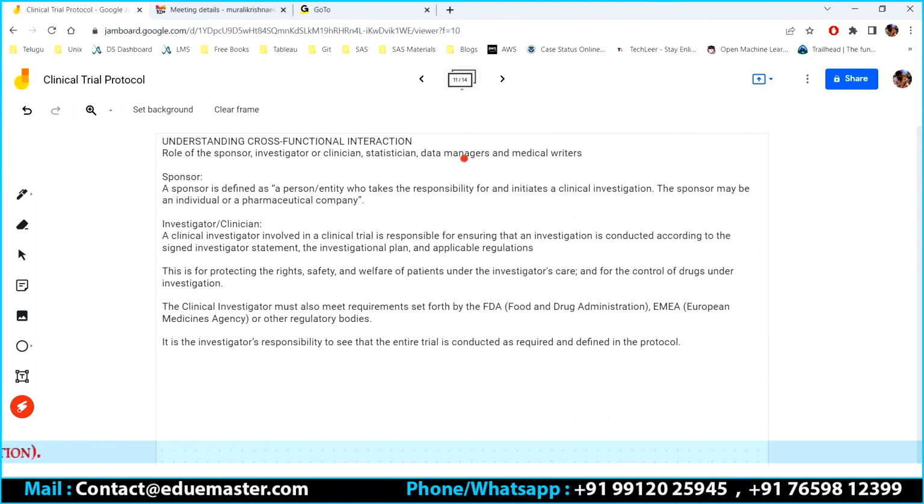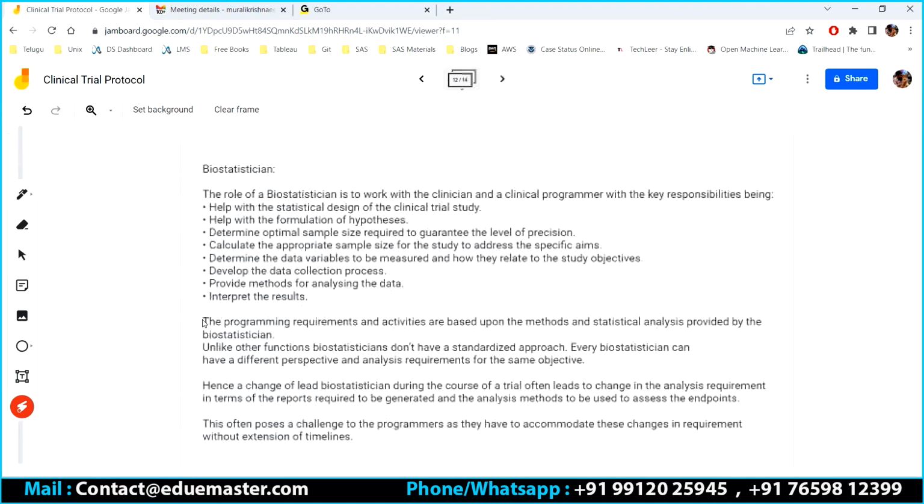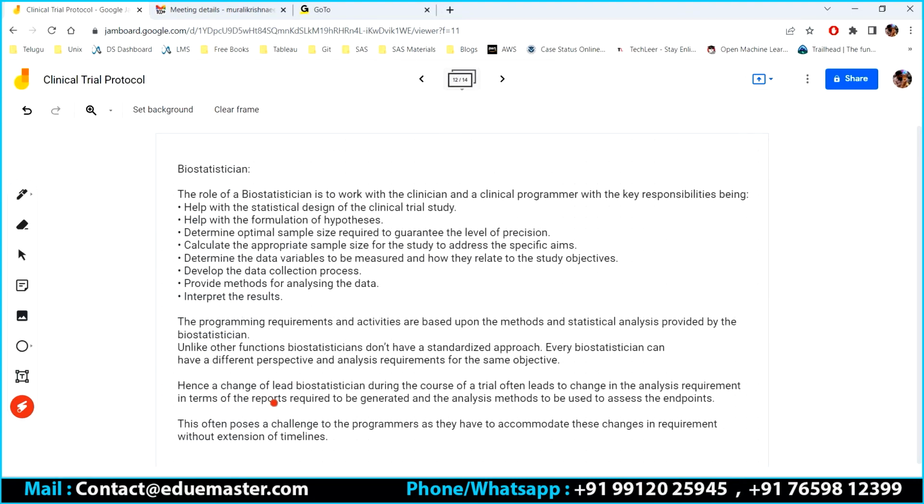So generally we have a sponsor, clinician or investigator. These two we are already aware of: the person who will provide the funding, and the person who will carry out your investigation. So we are pretty much comfortable with these two. That's the reason I'm not spending much time here. Instead, I'll be moving to the biostatistician.